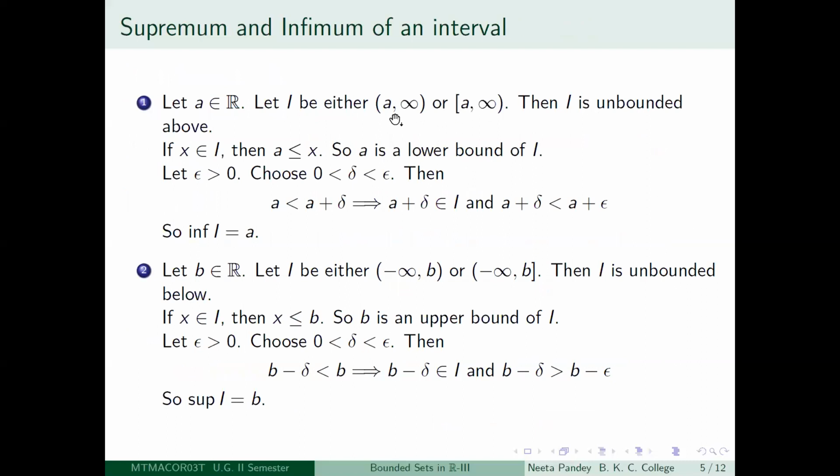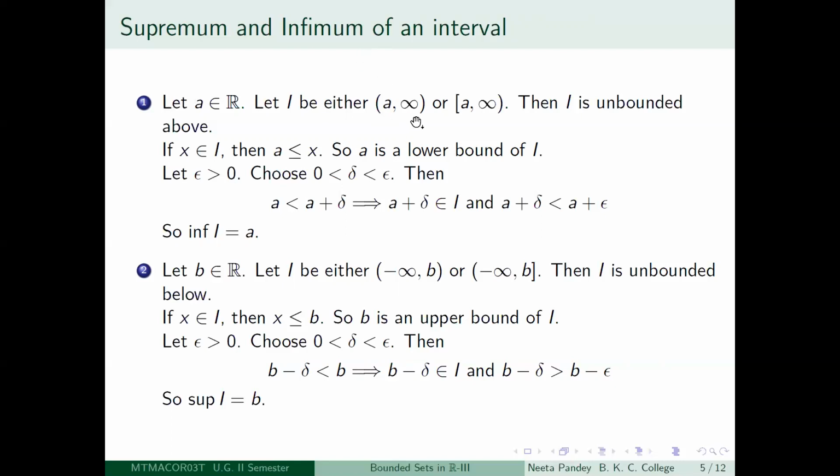You have either (a, infinity) or this interval where a is included, all x such that x is greater than a, or all x such that x is greater than or equal to a. So realize that it is clearly unbounded above. If you take any element x here which is greater than a, then x plus 1 is automatically greater than x. So none of the x which are greater than or equal to a is going to be an upper bound, so it is unbounded above.